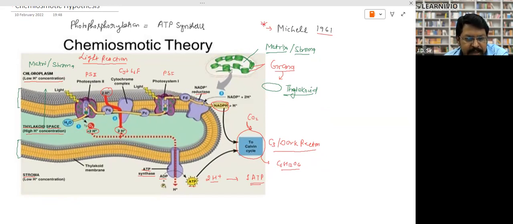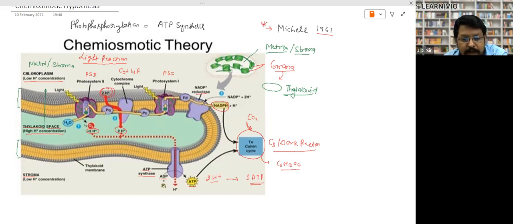Electron will reach PS II, then plastoquinone, and plastoquinone to cytochrome b6f. When the electron passes through the cytochrome b6f, 2 hydrogen ions will be pumped in from the outer space to the lumen of thylakoid. Again, the hydrogen ion concentration is increasing inside the thylakoid.